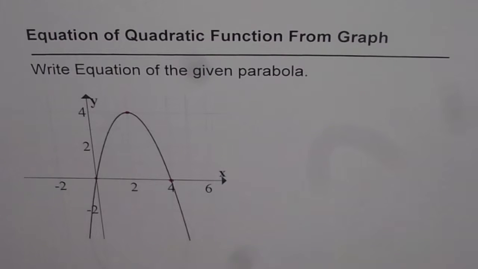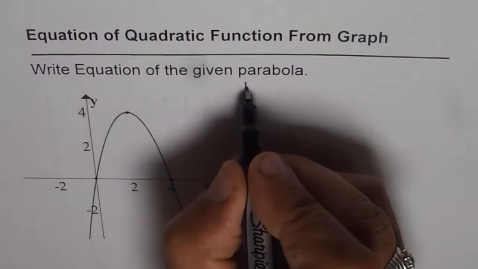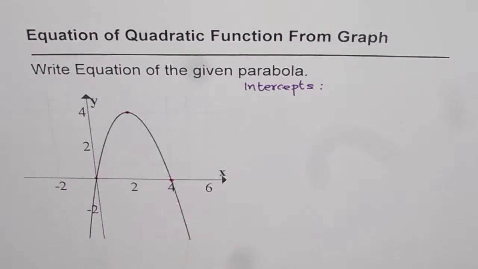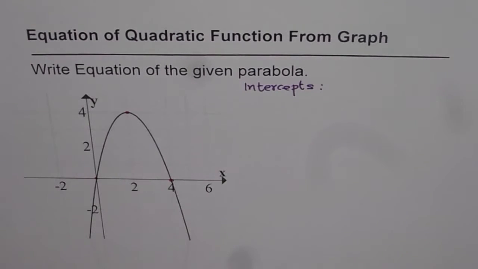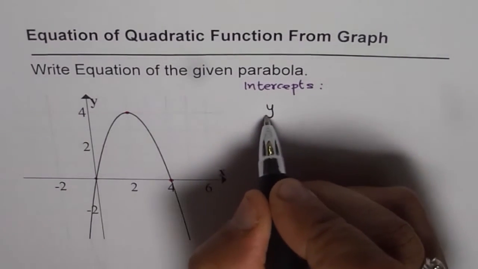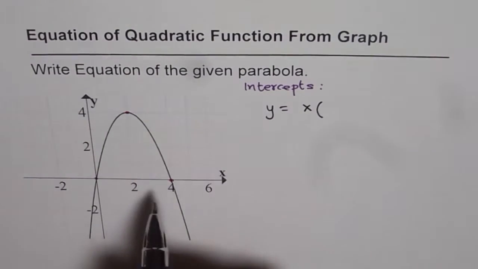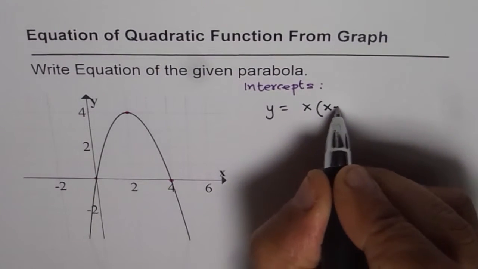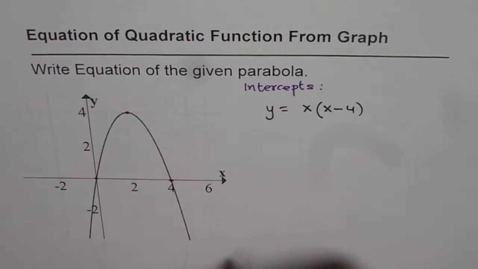We can find equation in 2 different ways. One, we can use the x-intercepts, and the other, we can use the vertex. So let's start with the intercepts. We call that factored form. So we are using intercepts to find equation of this parabola. So we have 2 x-intercepts. First one is at x equals to 0. So we get y equals to x times. The second one is at plus 4. So the factor for that is x minus 4. That will make it 0 at 4.